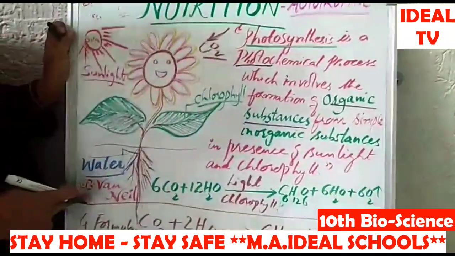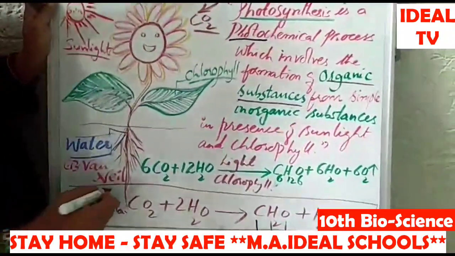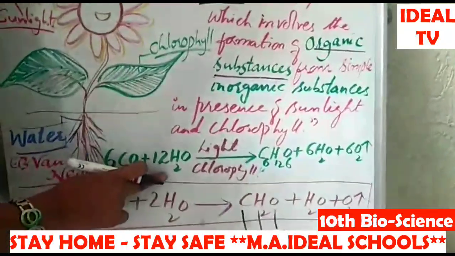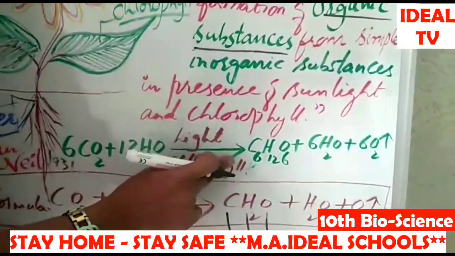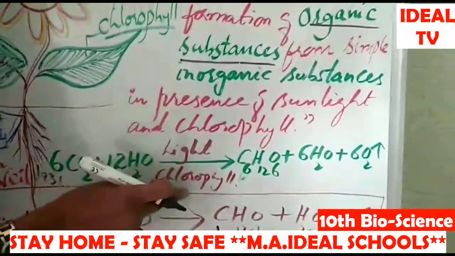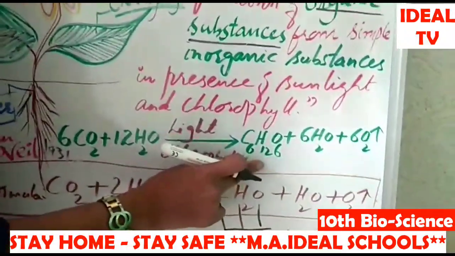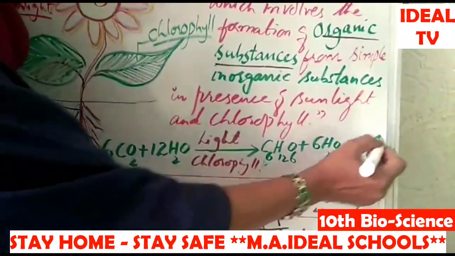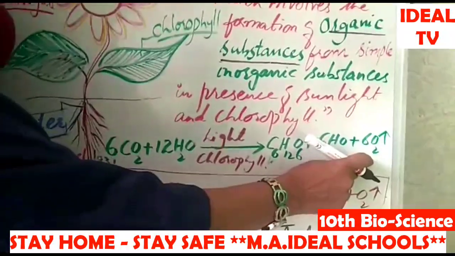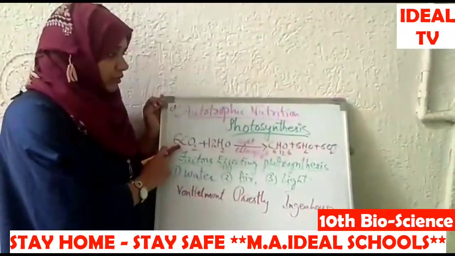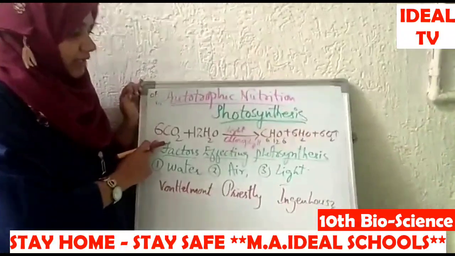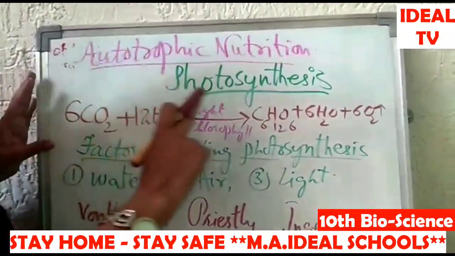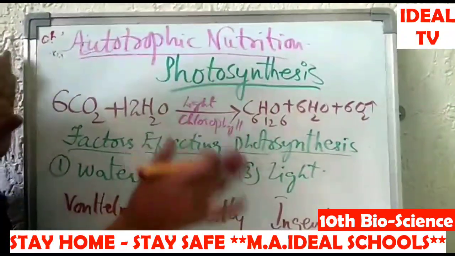Here, C.B. Van Niel in the year 1931 has given the equation 6CO2 plus 12H2O undergoes photosynthesis in the presence of light and chlorophyll to give us carbohydrate, water and oxygen. As you can see, this upward arrow mark is only used for oxygen or some other gases. You see the equation of photosynthesis. This is a very important equation to understand the process of photosynthesis. This equation gives you all the idea about how the process of photosynthesis is taking place.